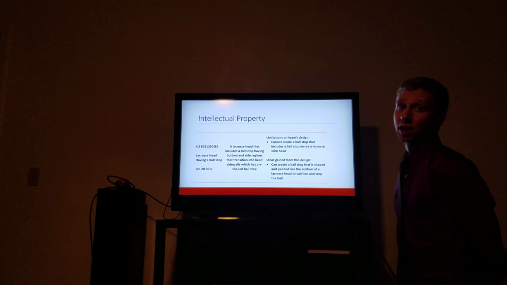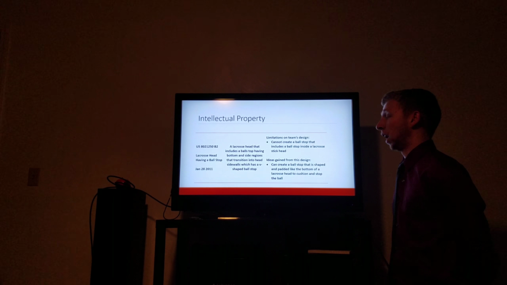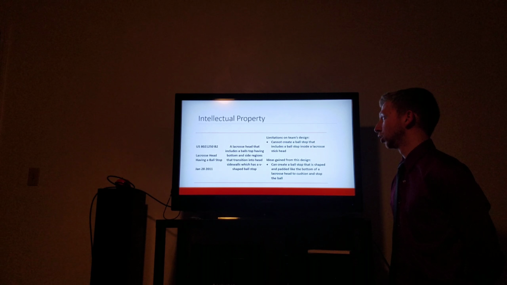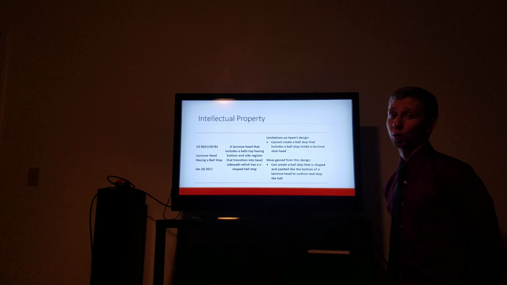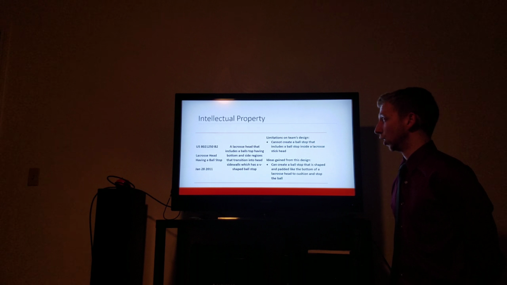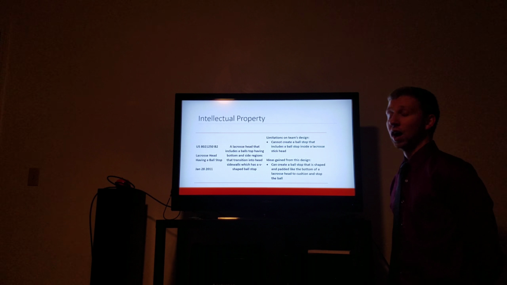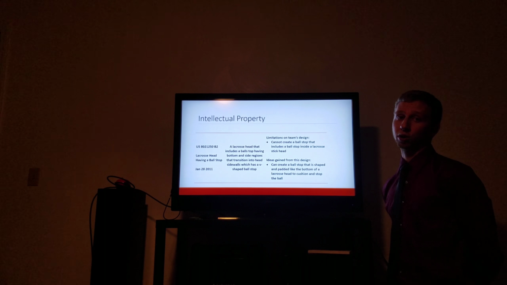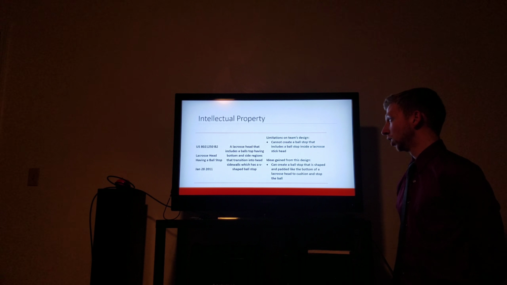So this is an example of one of the patents that we found in our intellectual property research. This is actually a patent for the head of a lacrosse stick, which while at first doesn't necessarily seem related, it is a vital part to our first station, which requires stopping the ping pong ball so it can receive a kick from the Arduino machine.